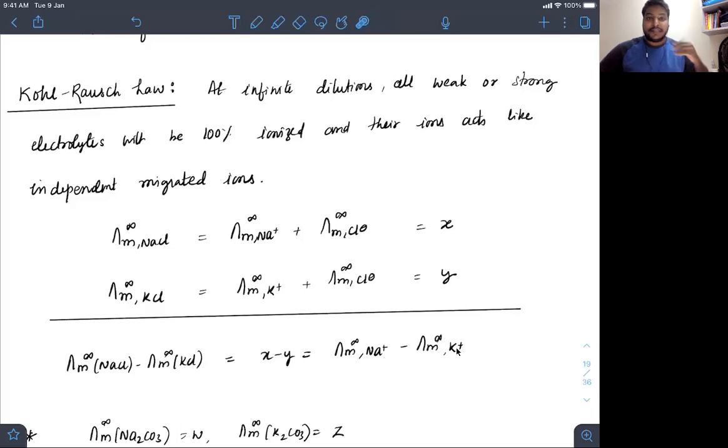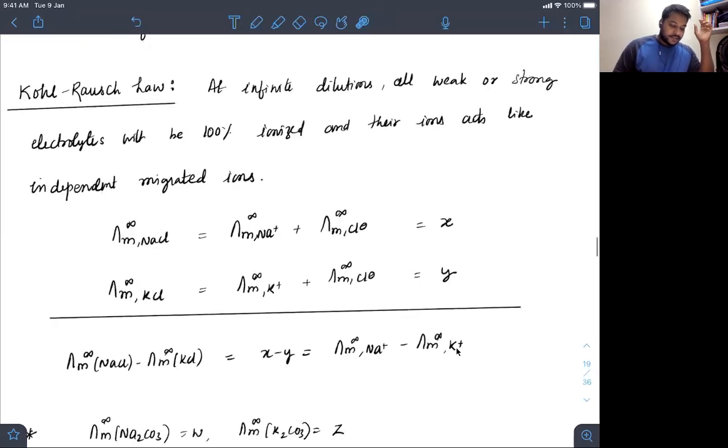Clear, students? And that is the advantage Kohlrausch is taking. So according to Kohlrausch's law, he assumes that definitely at infinite dilution, ions will behave independently. They do not have any interaction with the oppositely charged ions. Hence, whether it is from some source like CaCl2, NaCl or any other source, or from PbCl2, at infinite dilution, the ionic mobility, the molar conductance of that particular ion, whether it is Cl minus here or Cl minus here, both of them will have the same lambda value. Is this logic clear? Yes, sir. Right.